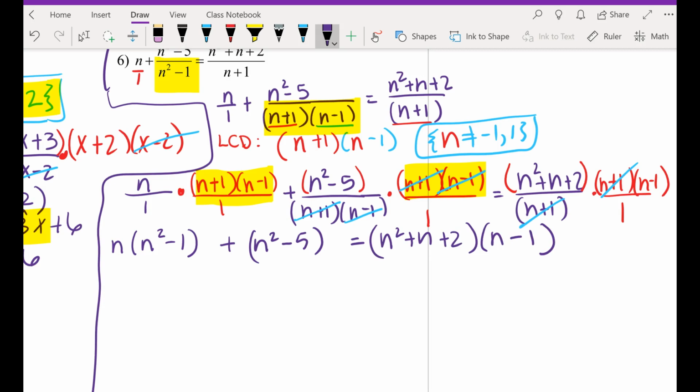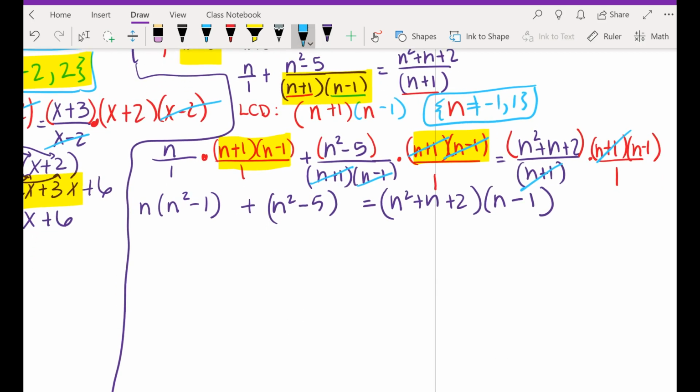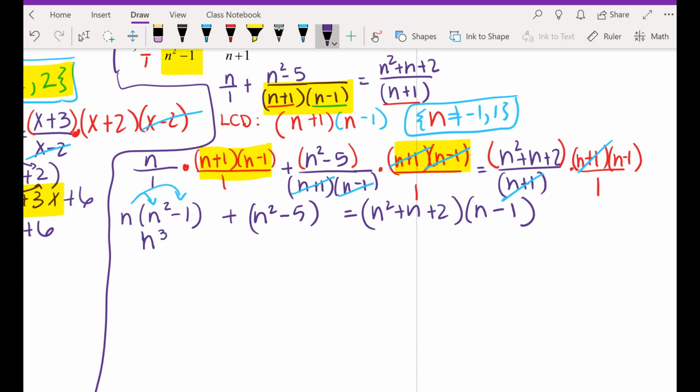Okay, so now that I'm using all n's, let's distribute. Sorry, I was writing x's for a while, so that must have been confusing. Okay, so now this is n to the third minus n. Drop down n squared minus 5 equals, and this is the one you have to be very careful. N squared times n is n to the third. N squared times negative 1 is minus n squared. Now in the middle, n times n and n times negative 1. So n times n is going to be positive n squared. N times negative 1 is negative n.